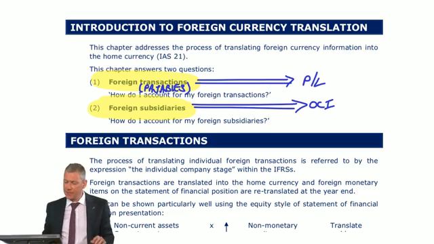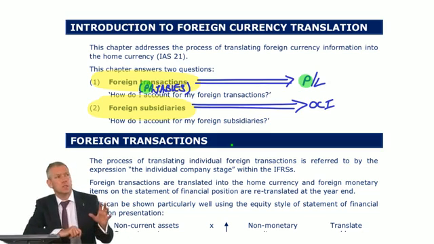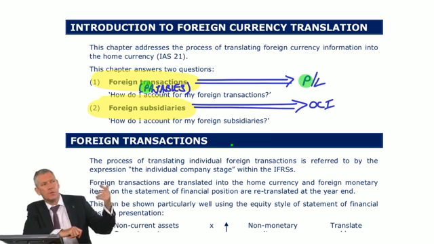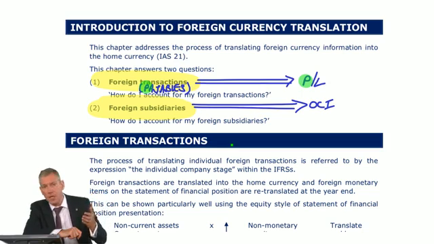Now that's really handy, because even though this subject is completely bonkers, at least we have P and P, which is very, very useful. I find that enormously useful. So gains and losses on payables go through the P&L. Gains and losses on subsidiaries go through the OCI, and you just have to learn that.